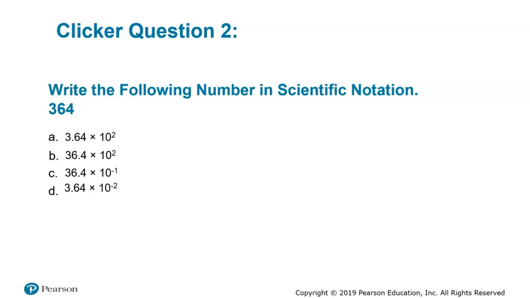Go ahead and pause this. We want to know: write the following number in scientific notation. So which one of these is the following number in scientific notation? The number we want to write is 364. Okay, give this a go and we'll come back and discuss.